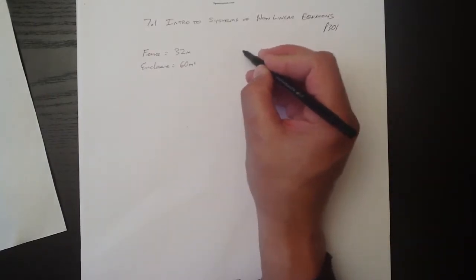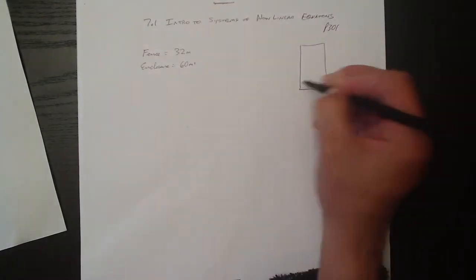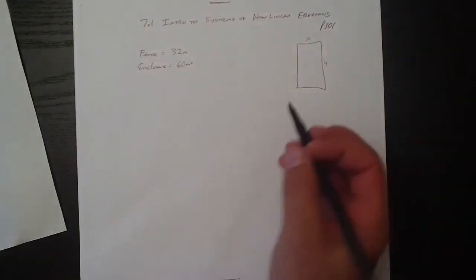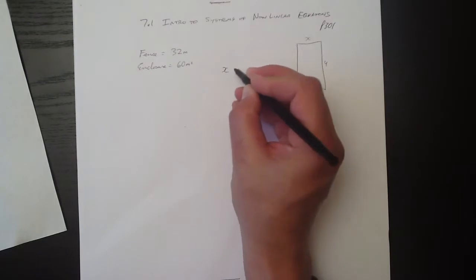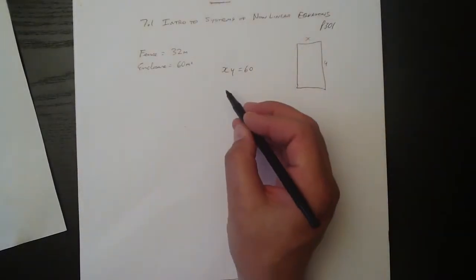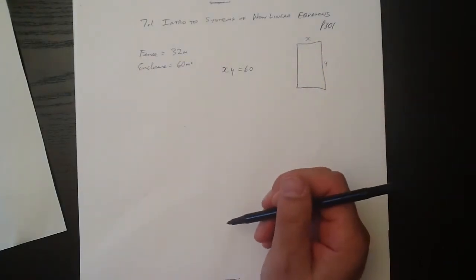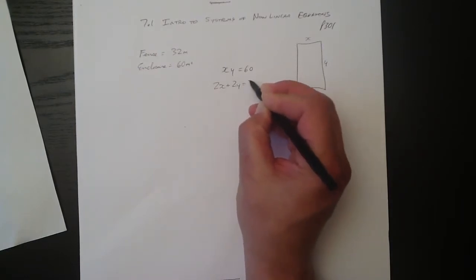One is that the length and the width, and I'm just going to draw a little picture here. There we go. Length and width. One's x, one's y. Now I know that because my area is 60 meters squared, x times y equals 60. That's pretty straightforward. The next thing that I know is that x plus y is going to equal 32. In other words, 2x plus 2y equals 32.